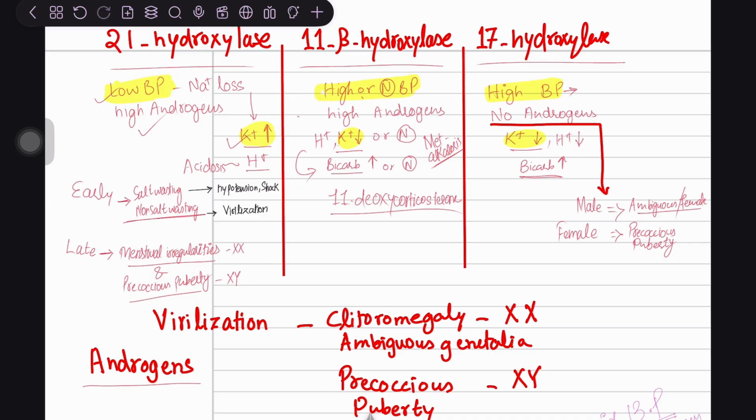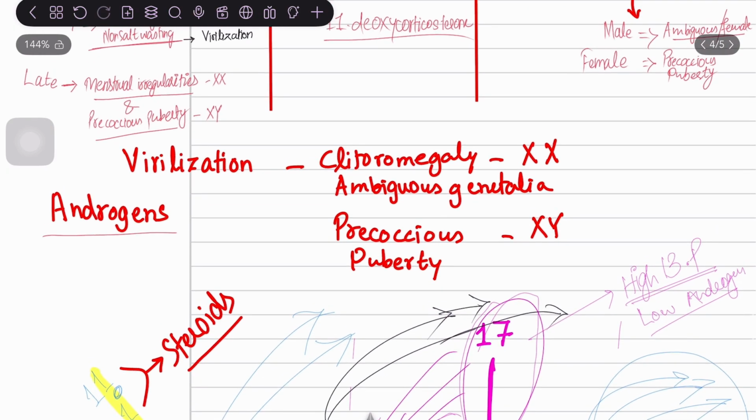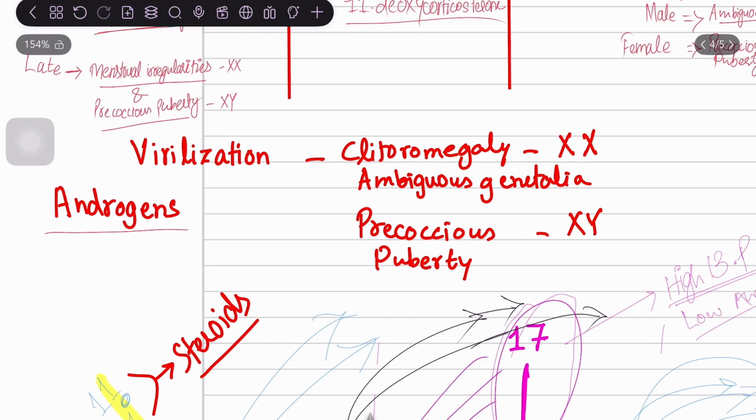But the highlighted things are going to be given in vignettes. You need to know high BP, potassium. These are the things you need to know in a question stem to take down the answer. And these are the question stems that will be given to you in terms of vignettes.